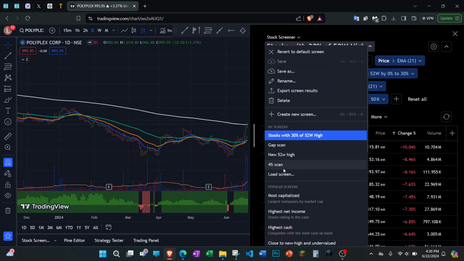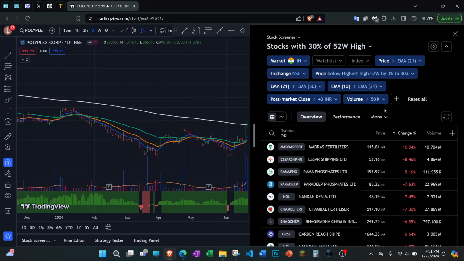These are the 4 primary scans that I use, the first being stocks within the 30% range of their 52-week high. The criteria that I have: the price should be above the 21-day moving average, the stock price should be within 30% of the 52-week high, the 21-day moving average should be above 50, and the 10-day moving average should be above the 21-day moving average, which tells me that the stock is in good momentum.